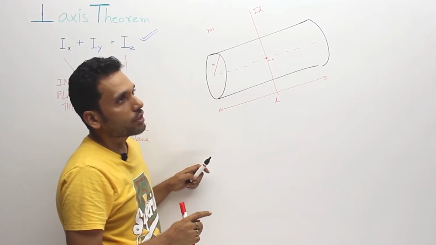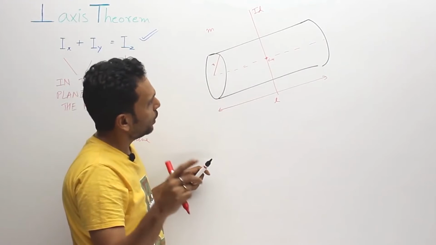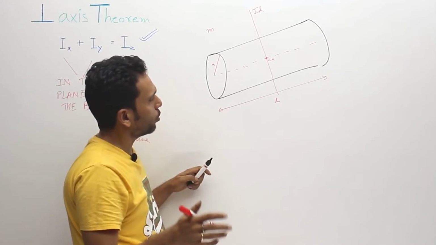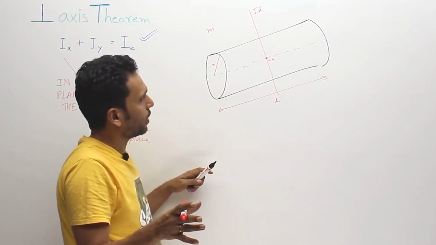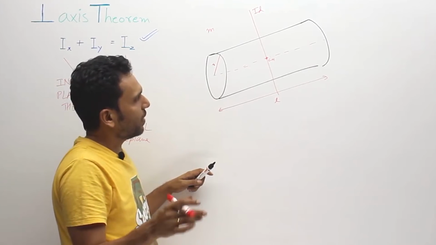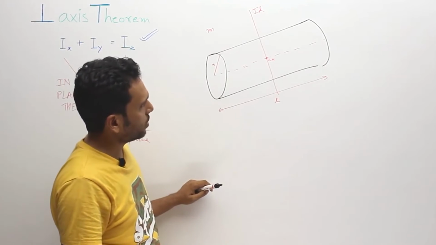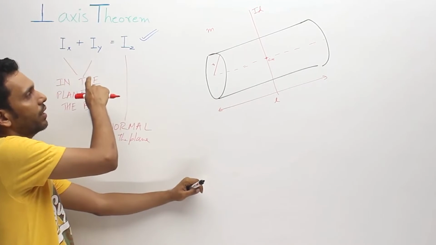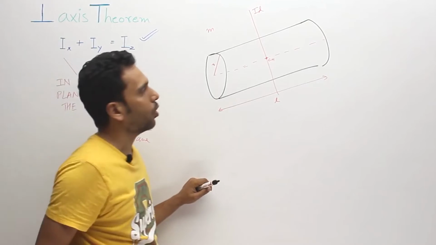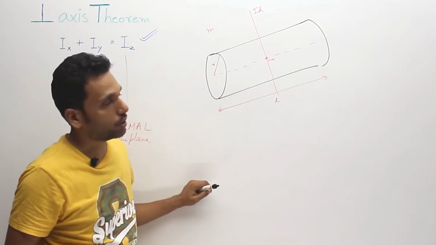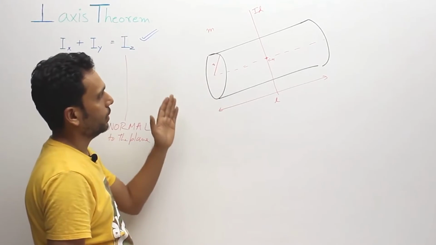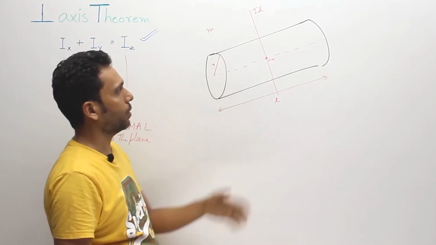Now how to do this? We'll quickly go through how to do this, but the point over here, what in fact I'll do after a while, the only thing I want you to answer is whether this perpendicular axis theorem can be applied or cannot be applied in this question. So I hope you got that. The answer is it cannot be applied.